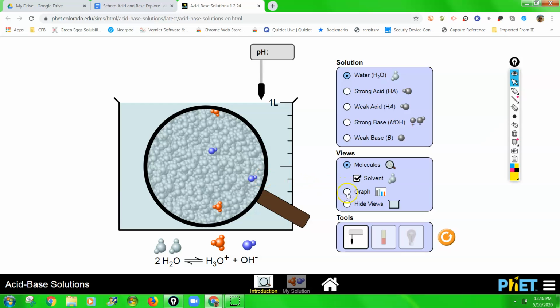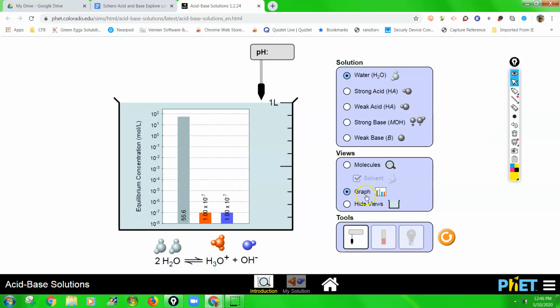Now, if we wanted to be able to see what actual amount we had, we could go look at the graph. And so the graph tells you the exact concentration of the red ones, the hydronium ions, and the blue ones, the hydroxide ions. Now, what can we do with this? We can play with this to change this into a strong acid or a weak acid, or a strong base or a weak base. We can also use our tools, so we can find out what the pH, in this case the pH of water being 7, we can find out what the pH is.